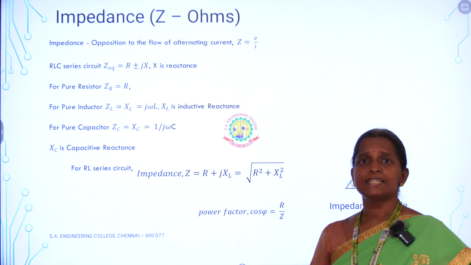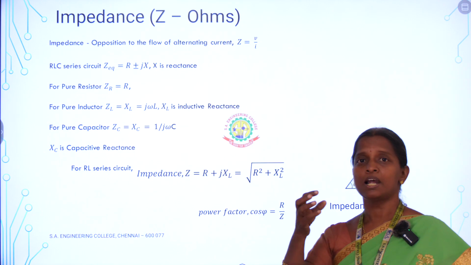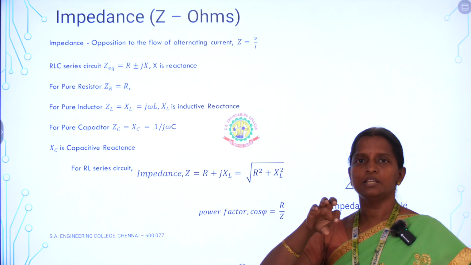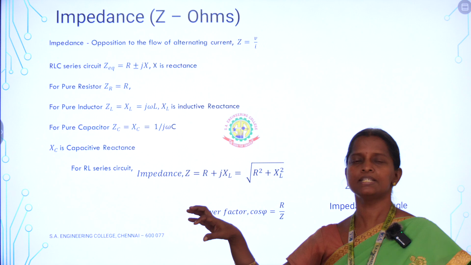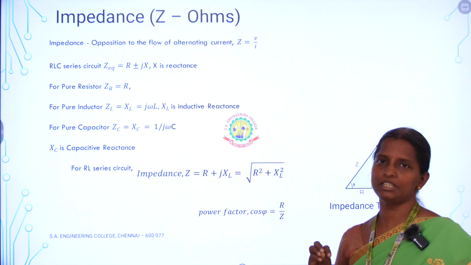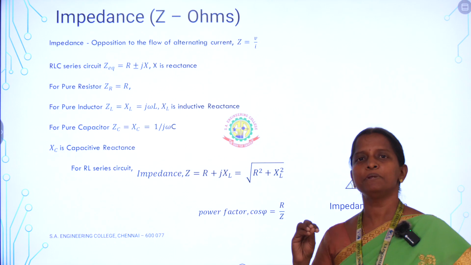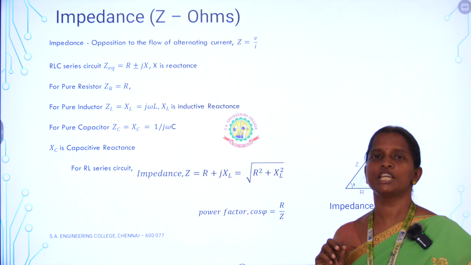Now in this case, what is the Z equivalent? You have to find the resistance of the resistor and the reactances, that is the inductive reactance XL and the capacitive reactance XC. We have to add all the impedances. Then only it will give the Z equivalent value, that is the total impedance of the circuit. So Z is equal to R plus or minus jX.